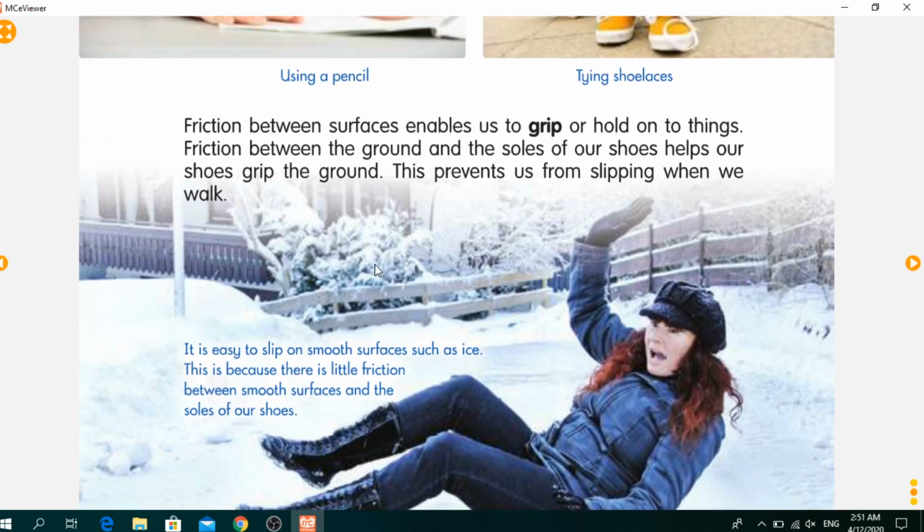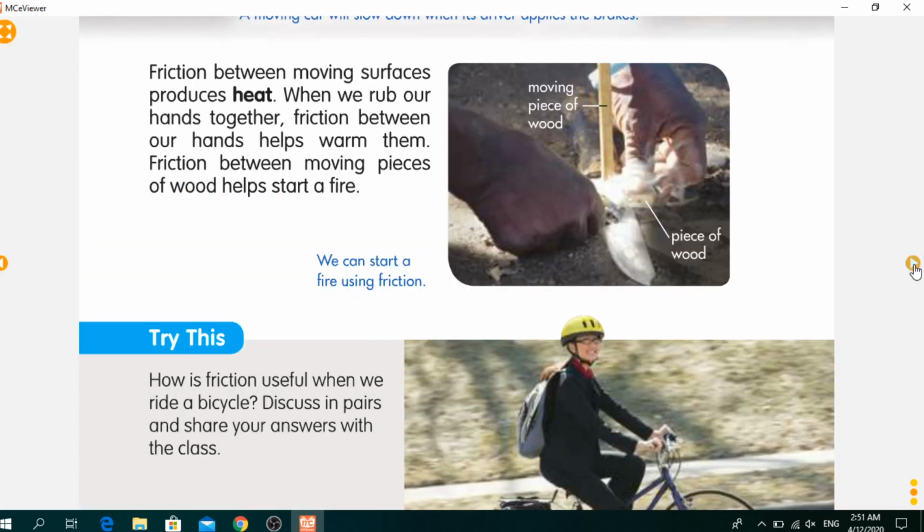And you must know that friction between the ground and the soles of our shoes helps our shoes to grab the ground. So we can walk because there is friction, and without friction, we can't walk. This prevents us from slipping when we walk. Great. Look at this.